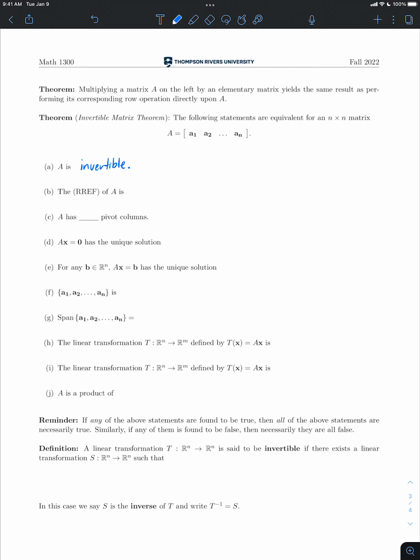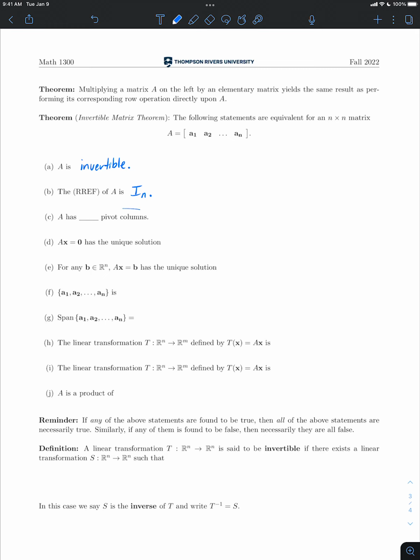Okay, so part B: the reduced row echelon form of the matrix A is what? Well, one of the things we've already seen is that if you take the reduced row echelon form of an invertible matrix, this is what the whole inversion algorithm is based on, you better be able to turn it into the identity. And if you can turn the matrix A into the identity, well, then that's what its reduced row echelon form is. So it's the n by n identity. That's the reduced row echelon form of A.